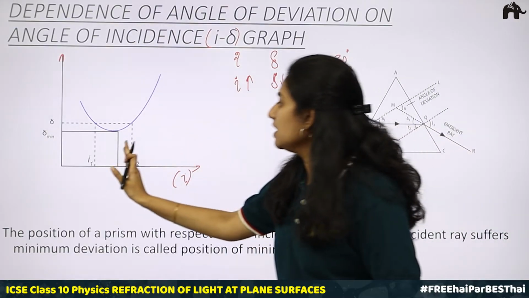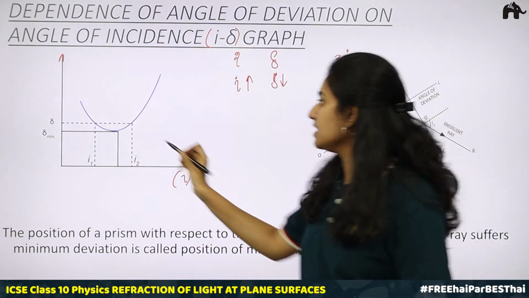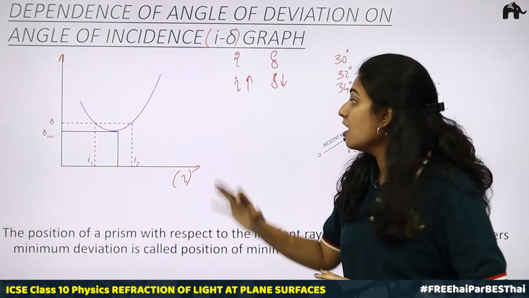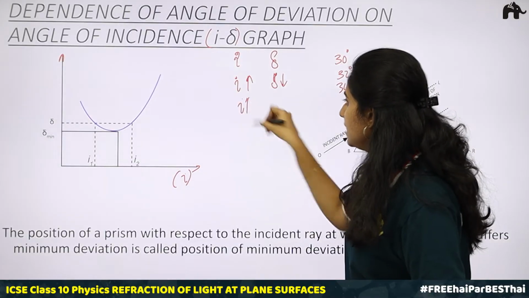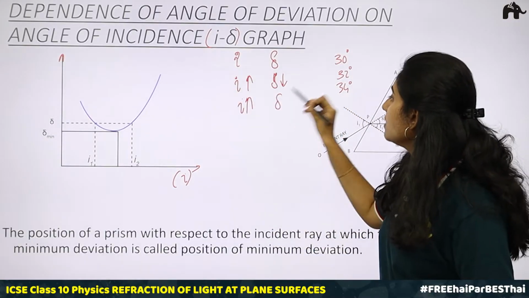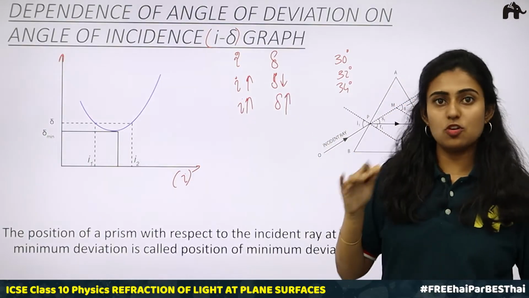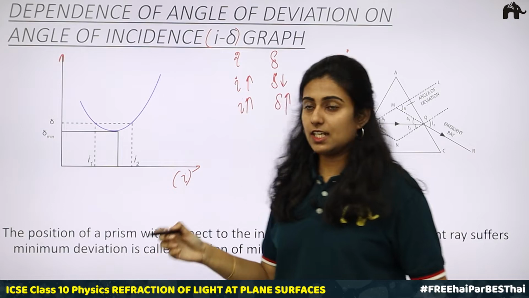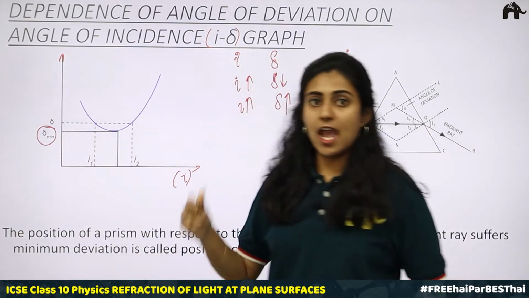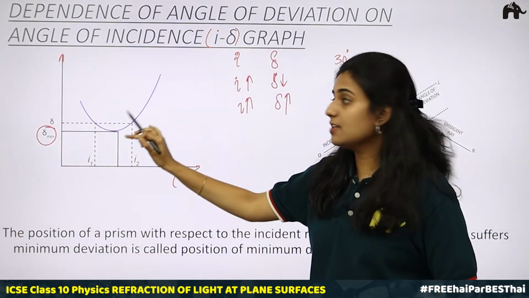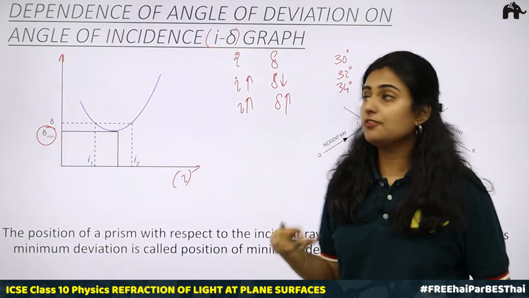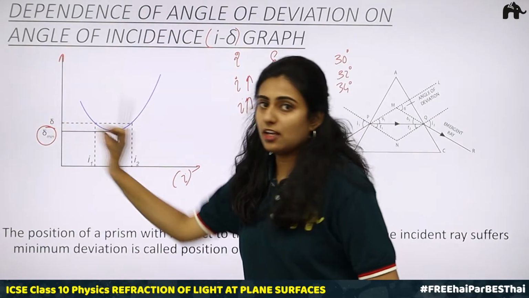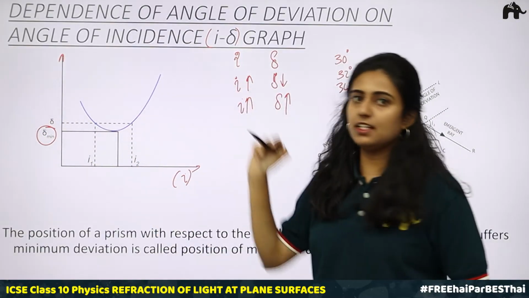At a particular angle of incidence, the value of the angle of deviation becomes minimum. On further increasing the angle of incidence, the angle of deviation from now on will only increase. It won't decrease. So this minimum value of angle of deviation is taken as delta minimum. At this delta minimum, what is happening? This is the value from which on further increasing the angle of incidence, there is no decrease in the angle of deviation. It will start to increase from then on.